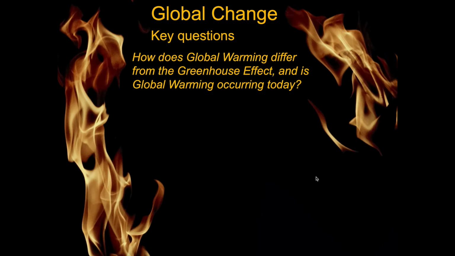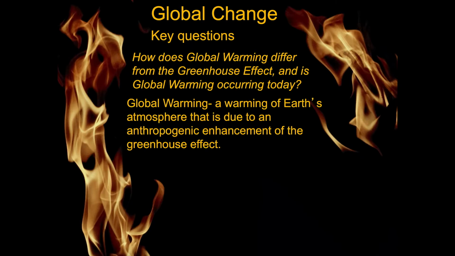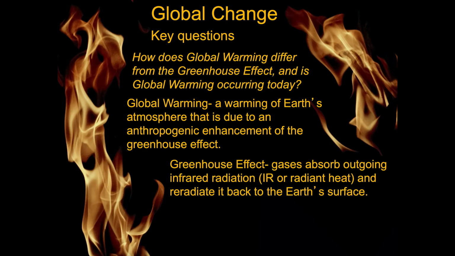Now, key questions regarding global change include: how does global warming differ from the greenhouse effect? And is global warming occurring today? Global warming, by definition, is a warming of the Earth's atmosphere that is due to an anthropogenic enhancement of the greenhouse effect. That's very important to know this. A warming of the Earth's atmosphere that is due to an anthropogenic enhancement of the greenhouse effect.